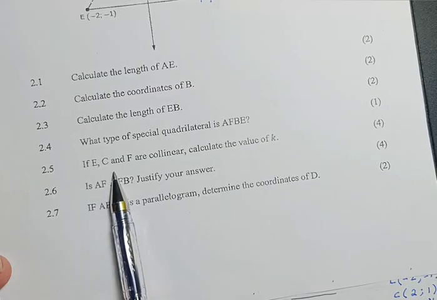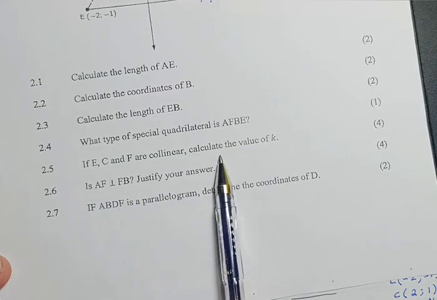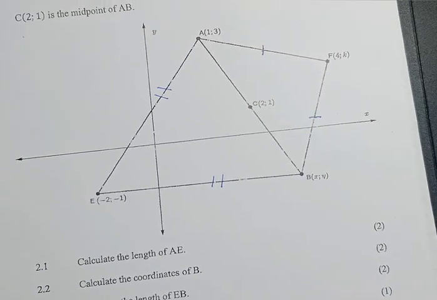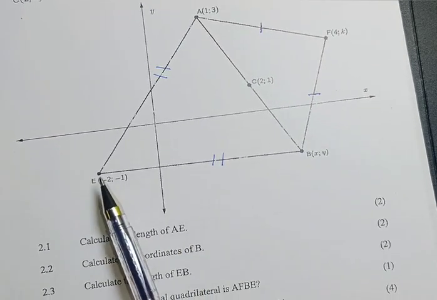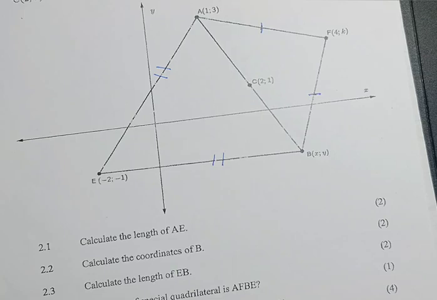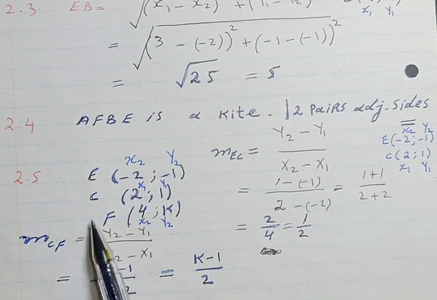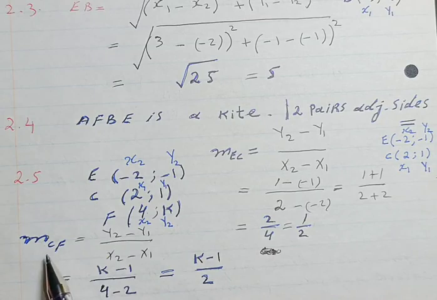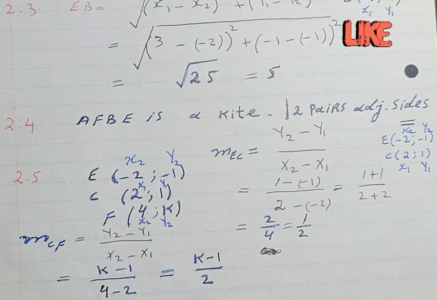2.5 says if E, C and F are collinear, calculate the value of K. So he's saying that E, C and F are collinear points, and you need to calculate the value of K. I'll show you how. So I have E, C and F, and first we need to find the gradients. You must remember, if these 3 points are collinear, their gradients are equal to each other.